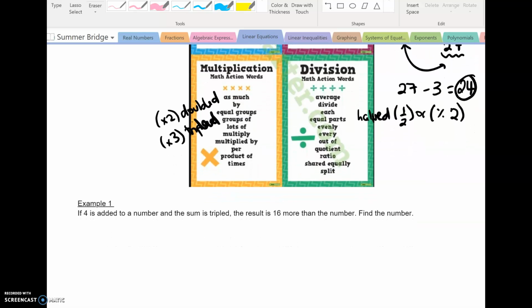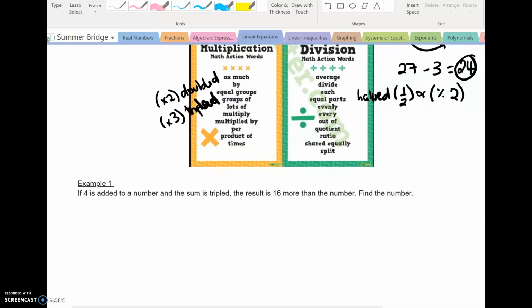Again, I think it's very important to annotate every single type of problem that you have using these. So example 1: if 4 is added to a number and the sum is tripled. I like to stop at every punctuation mark. So what do I have here? I have that 4 is being added, so plus, to a number. A number represents my variable, which is x. So if you want to highlight it, that's what that means, x.